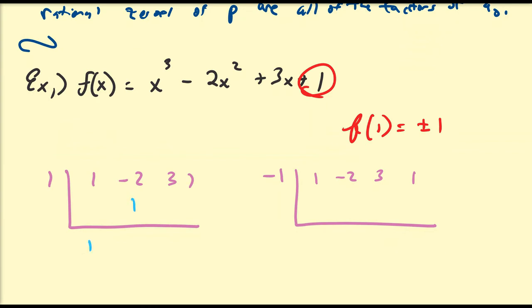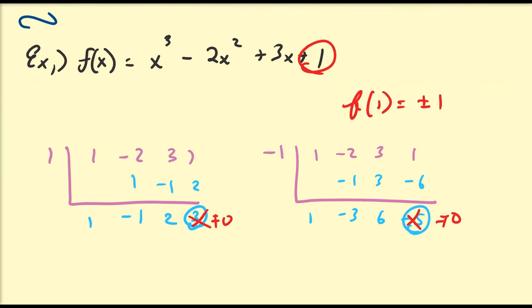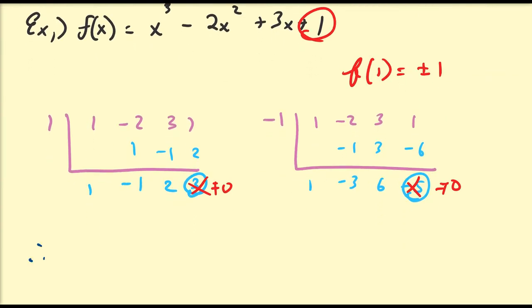Alright, so 1 comes down, so that's 1, -1, -1, 2, 2, and 3. And then we have 1, -1, -3, 3, 6, -6, -5. So as we see that neither of these are equal to 0, that means 1 and -1 are not zeros, which means x minus 1 and x plus 1 are not factors of this. So therefore, there are not rational zeros for f.